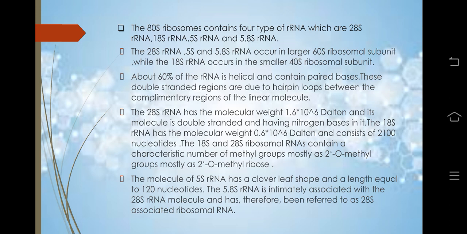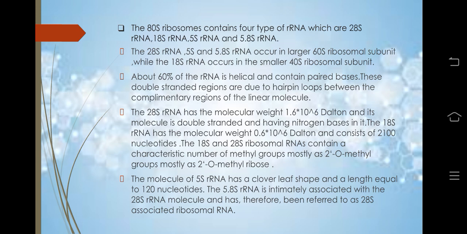The 80S ribosome contains 4 types of rRNA, which are 28S rRNA, 18S rRNA, 5S rRNA, and 5.8S rRNA. The 28S rRNA, 5S and 5.8S rRNA occur in the larger 60S ribosomal subunit, while the 18S rRNA occurs in the smaller 40S ribosomal subunit. About 60% of the rRNA is helical and contains paired bases. This double-stranded region is due to hairpin loops between the complementary regions of the linear molecule.